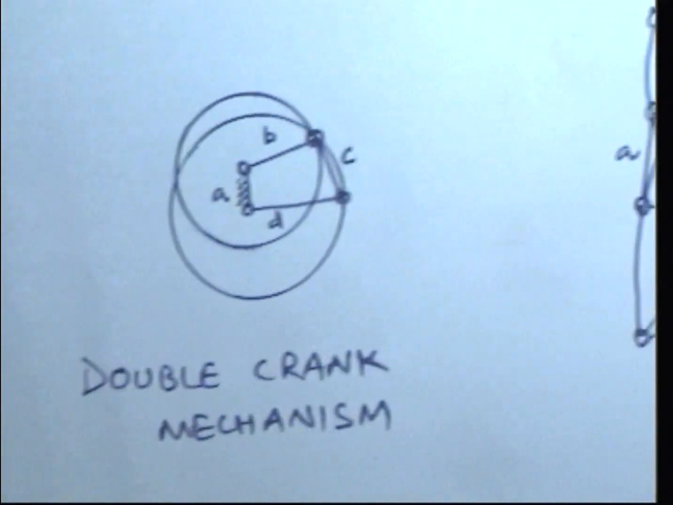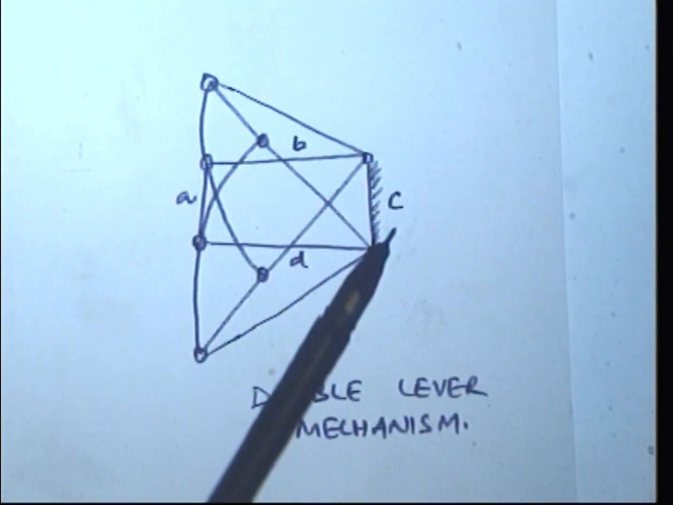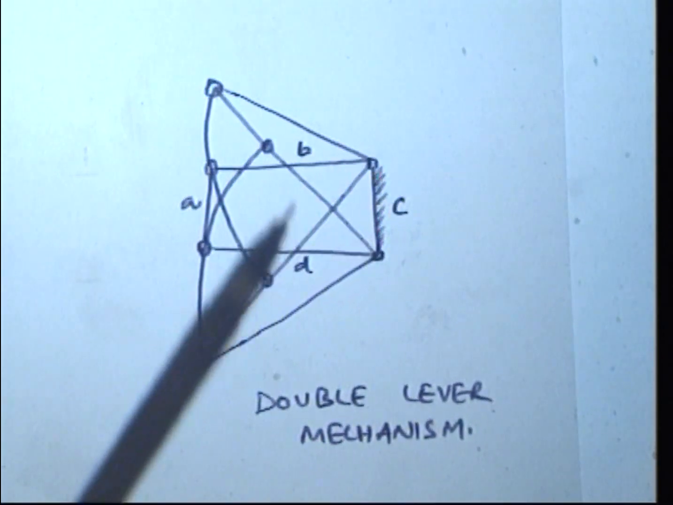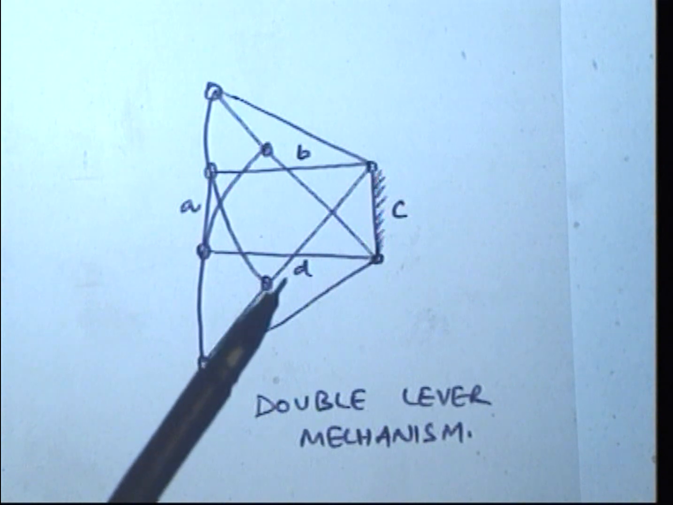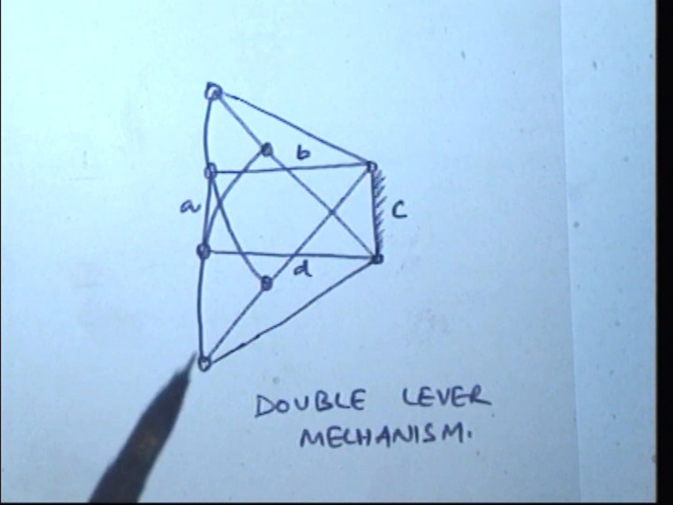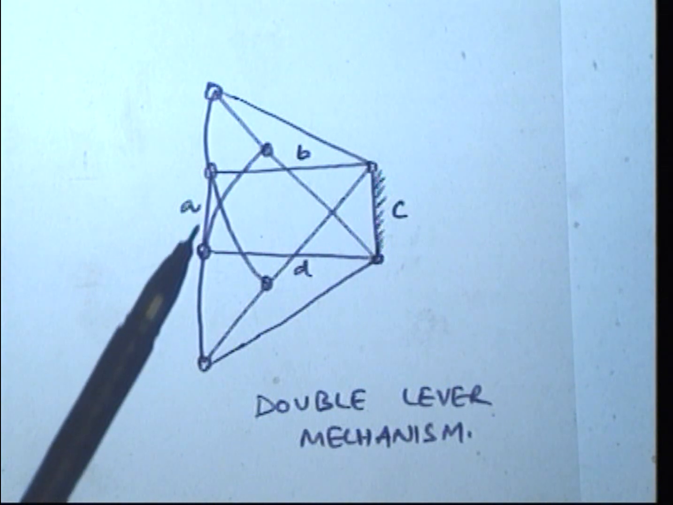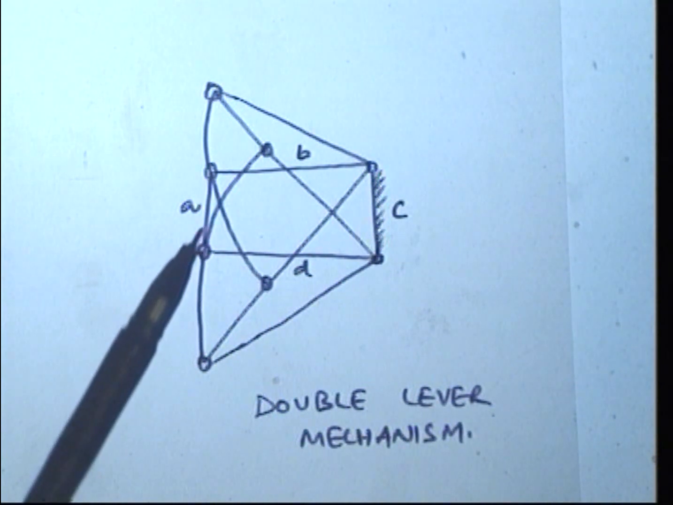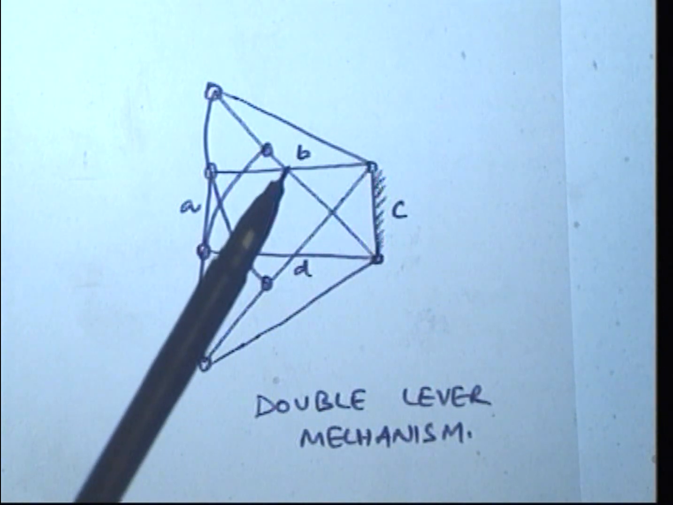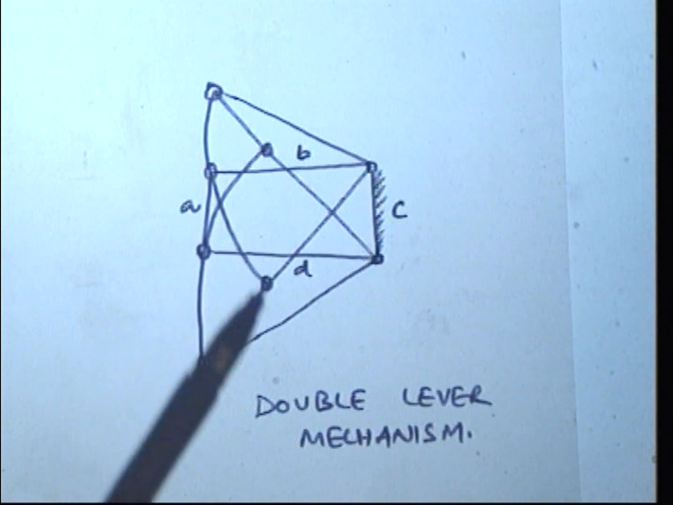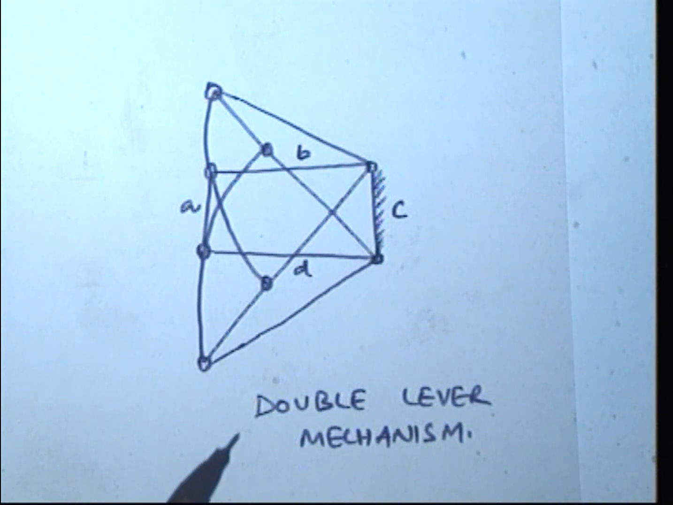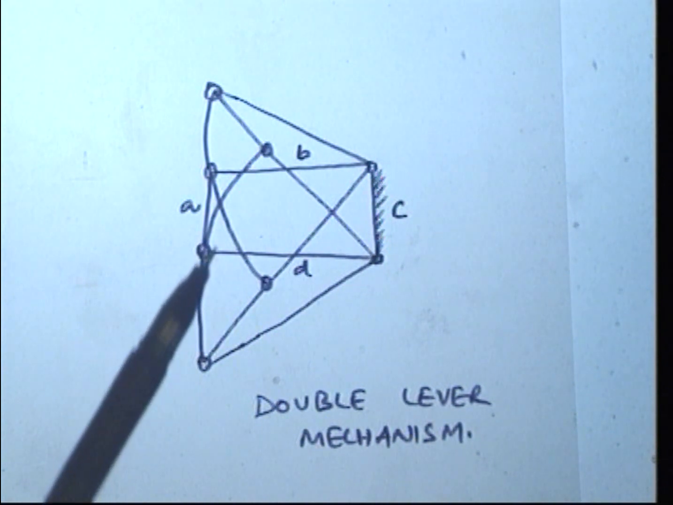Here, link C is fixed and links B and D are having oscillatory motion, and link A acts as a joint between link B and D and transmits this oscillatory motion from one to the other. Hence, this mechanism is called a double lever mechanism, as the lever is an element which has oscillatory motion.